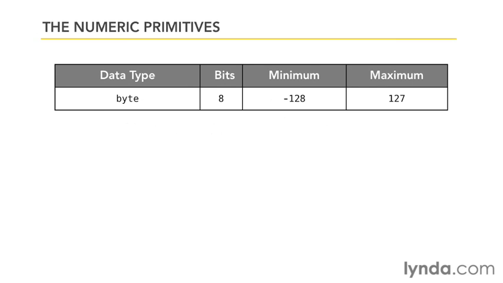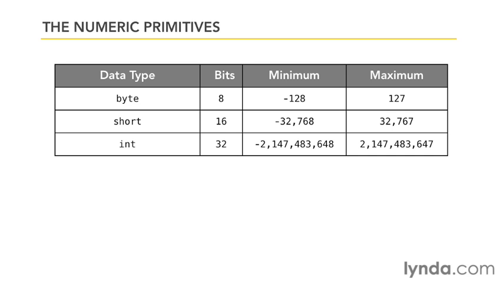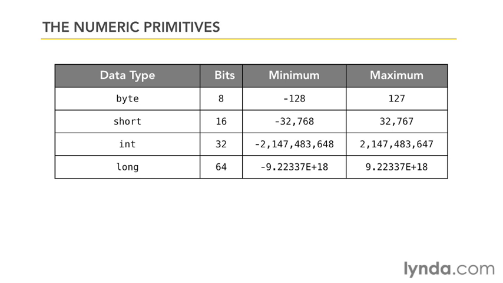The byte data type takes 8 bits and can represent numbers starting at -128 and going to a maximum of 127. The short integer takes 16 bits and has much greater range. And the most commonly used integer data type, int, takes 32 bits of memory and has a minimum and maximum of over 2 million in each direction. There's also a long integer. It takes twice the memory that an int does and should only be used when you're representing very large numbers.